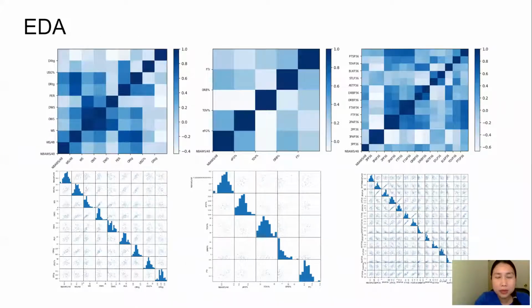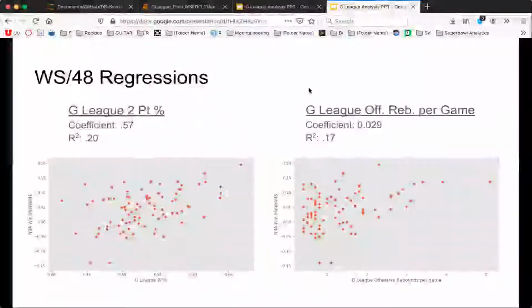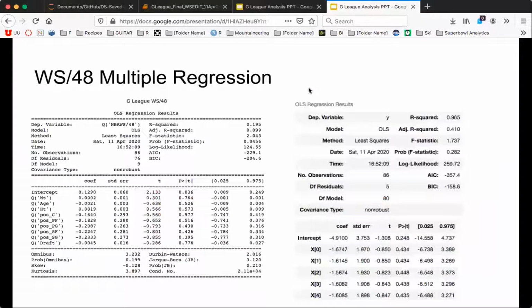Because there are a lot of variables, we used a correlation matrix and a heat map to explore our data set. We used linear regression to understand how player stats influenced NBA win shares per 48. Some of the noteworthy relationships included 2-point percentage, offensive rebounds per game, G League win shares, and the player's G League offensive rating. Multiple regression was not as insightful, but shows that the basic attributes of height, weight, and position by themselves are not useful in understanding win shares.